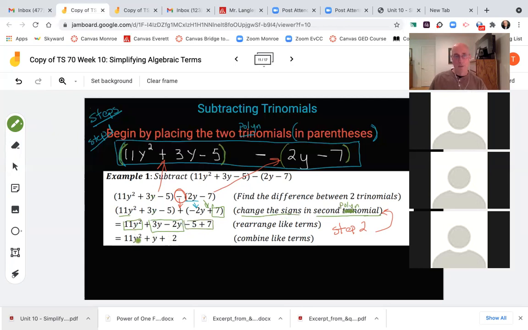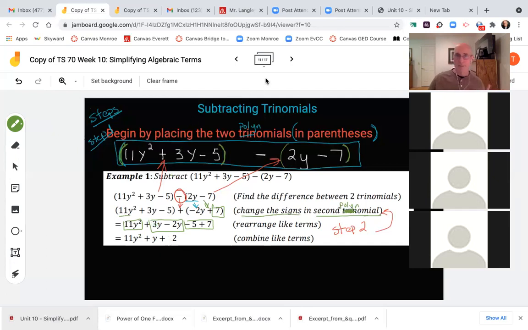Combine them. 11y squared, there's nothing like this to add to it. There's no like term. Plus 3y minus 2y would give me a positive y. So it's just plus y, because it's only 1, so we don't put a 1 in front of it. And then minus 5 plus 7 is positive 2. That is simplifying by subtracting two polynomials.